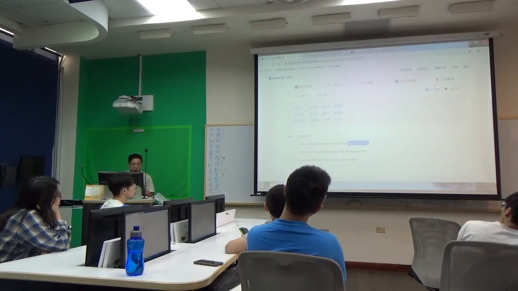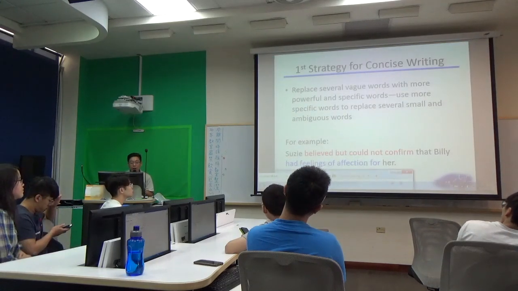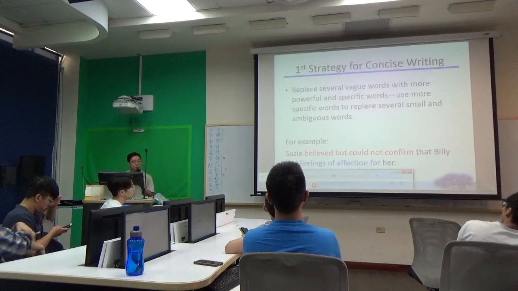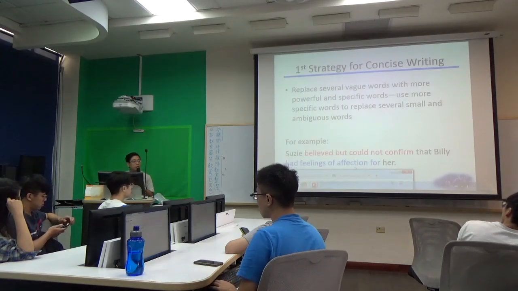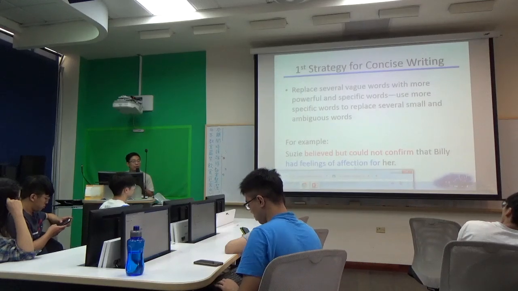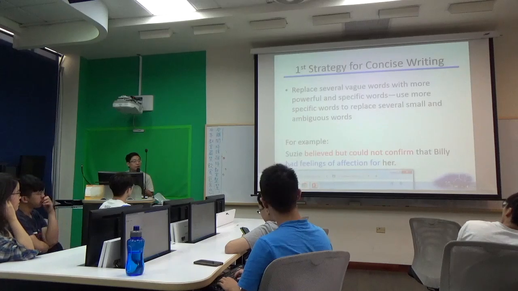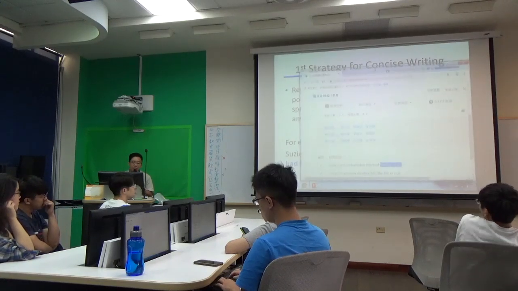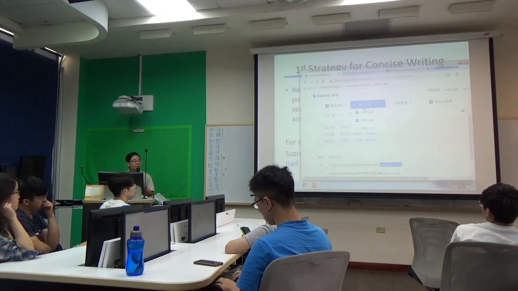I think it's correct, but maybe this sentence is a little bit different. Do you know the difference from here? Had feelings of affection. You omit the word affection. What does affection mean? You like her, love her, something like that. So have a feeling, maybe it's very vague. It's like a vague word.